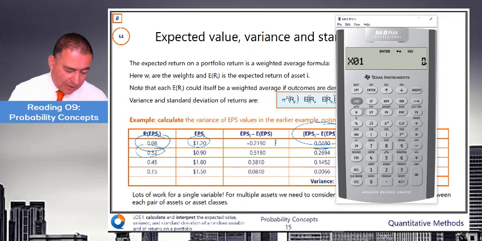So X01 is going to be 1.2. Enter. Probability times 100 is going to be 8. X02 is going to be 0.9. Y02 is going to be 32.